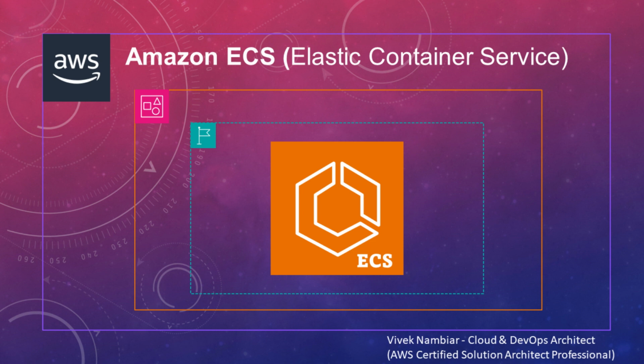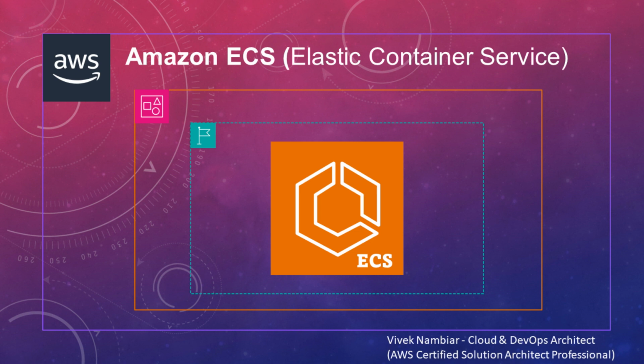8. Ecosystem and community support. ECS benefits from being part of the larger AWS ecosystem, which includes a wide range of services and tools for container orchestration, monitoring, logging, and security. Additionally, there is a thriving community and extensive documentation that provides guidance, best practices, and examples for using ECS effectively. Overall, AWS ECS provides a robust and scalable platform for running containerized applications, offering ease of management, flexibility, integration with AWS services, and cost optimization options.